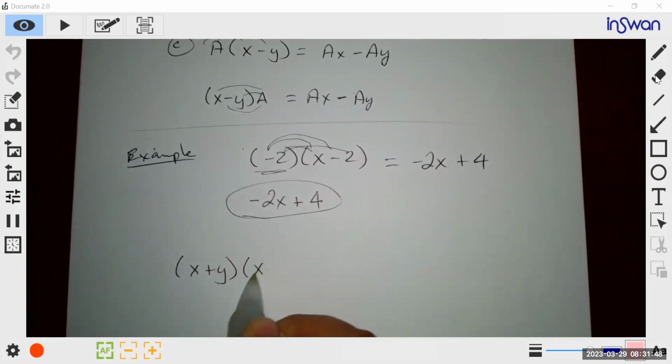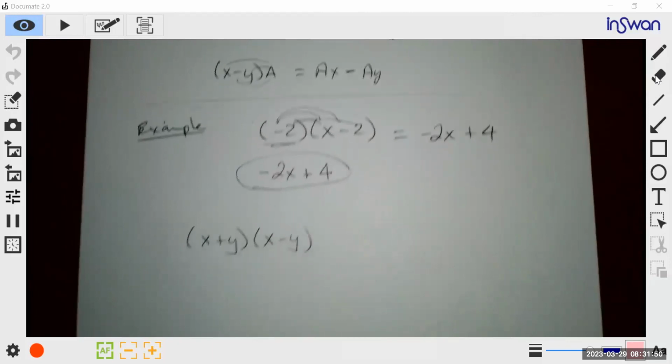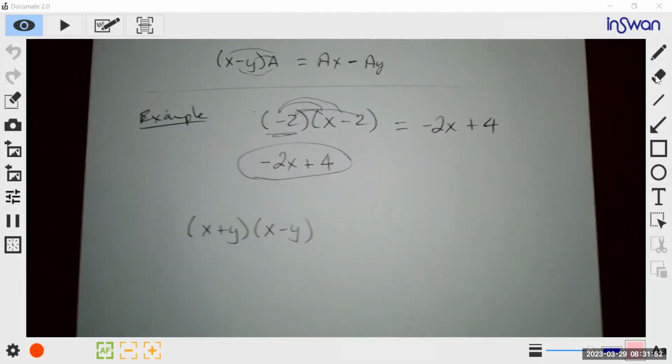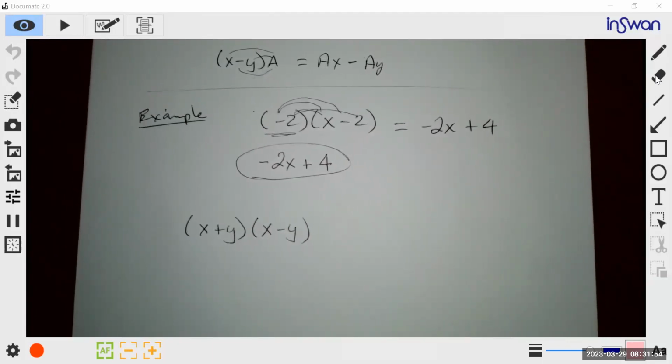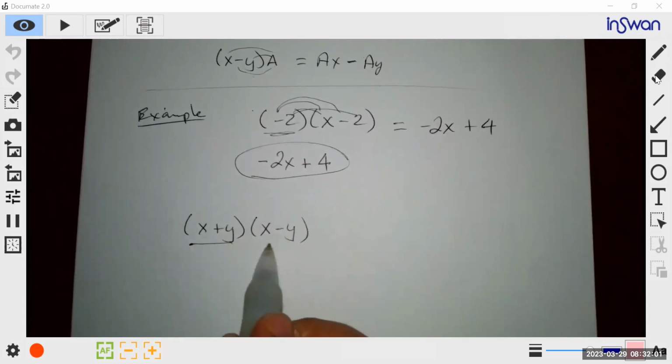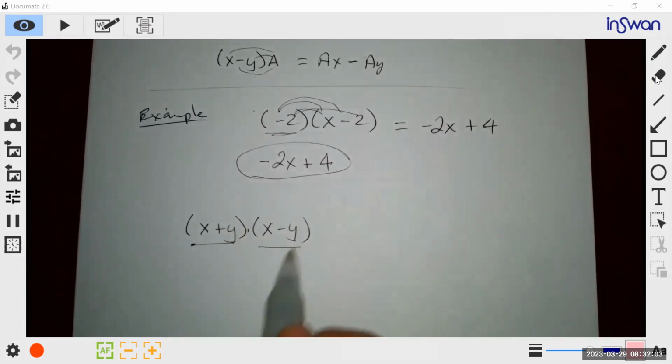X plus y times x minus y. This is a pretty important one coming up, because it's got a name and everything. So we'll look at that. Everything in this first parenthesis has to multiply, because it's multiplied to everything in the second.